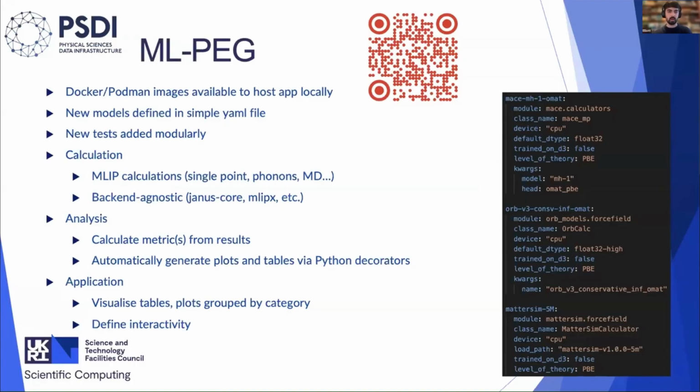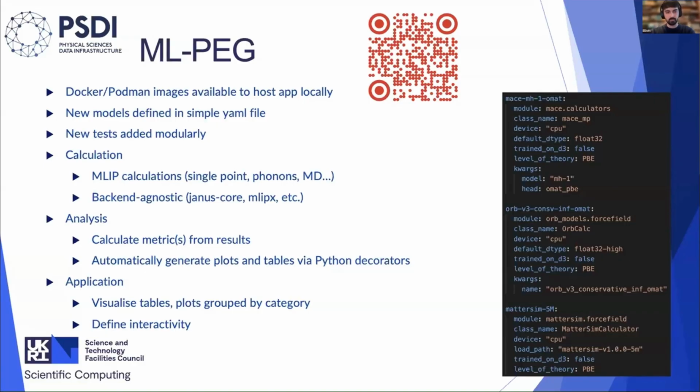You might want to add to your local version, or you might contribute a new model. In that case, we have this fairly simple YAML file where we define essentially how to load the model, and then a few extra parameters which tell us how to add dispersion corrections for certain tests. And then the most common use case at the moment is adding new tests themselves, which we'd then want to run on all the different models that we're interested in.